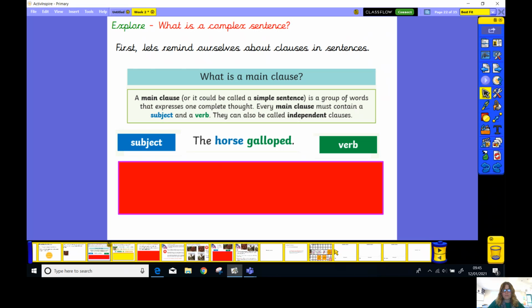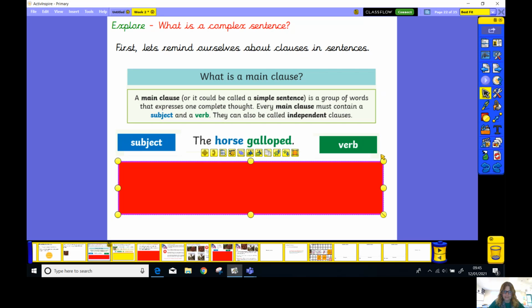Now, if you're wondering what the subject and the verb is in a sentence, let's remind ourselves. So the subject is the thing that you're talking about. Here we've got the noun, the horse, that is the subject in this simple sentence. And it is doing something. It is galloping. So that is the verb. Remember, that's the activity. The verb is the action that the noun or the subject takes in this instance.